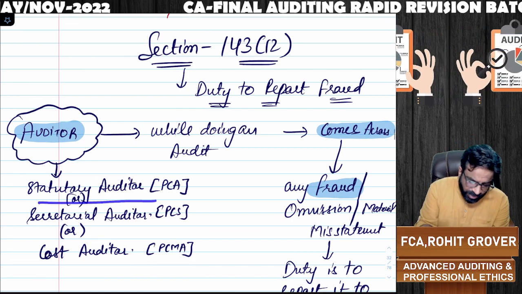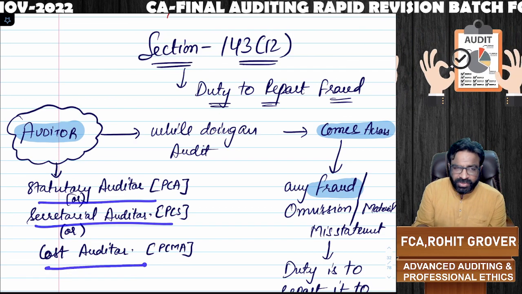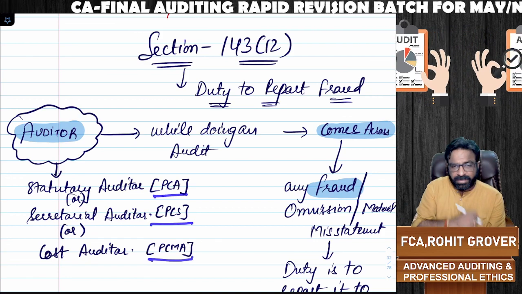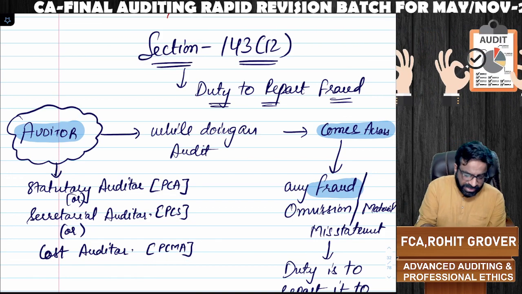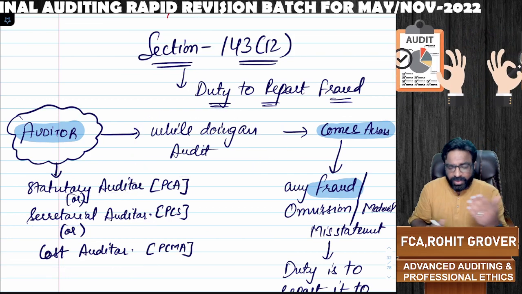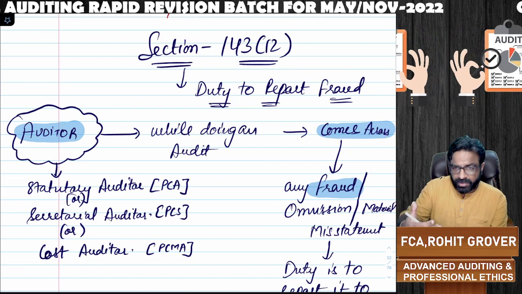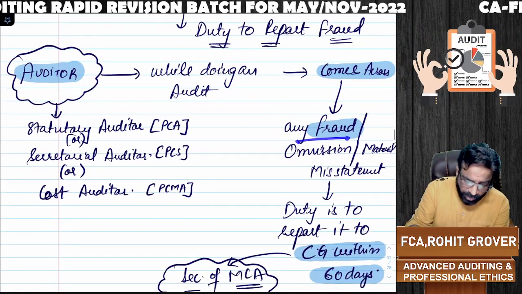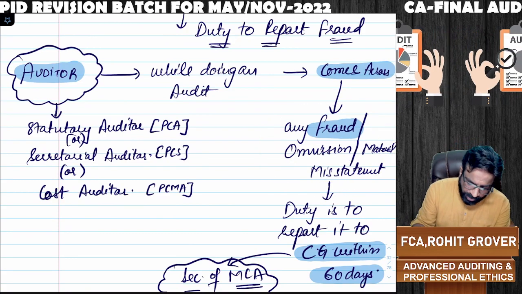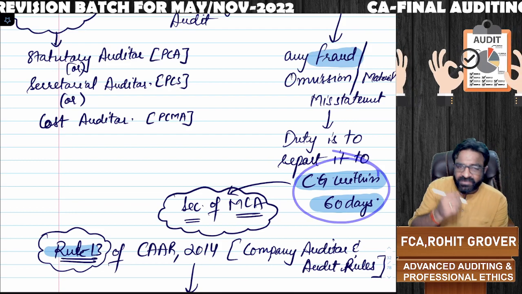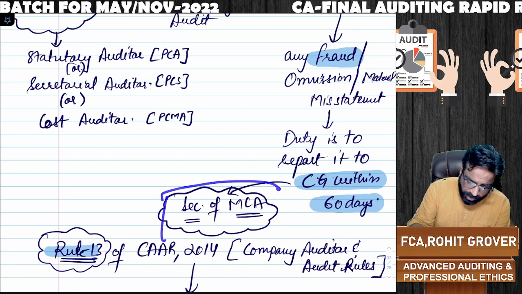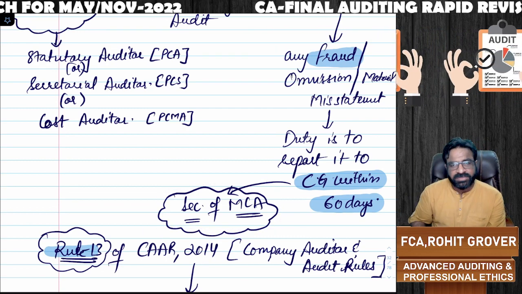As a statutory auditor, secretarial auditor or cost auditor, this section covers all 3 professionals: practicing CA, CS and CMA. If you are a statutory auditor, secretarial auditor or cost auditor of the company, while doing an audit you come across, you are not digging out, you come across any kind of fraud, omission or material misstatement due to fraud or error, your duty is to report it to the central government within how many days? Within 60 days. Now the question is, sir, who is the central government? We are going to report it to the Secretary of the Ministry of Corporate Affairs.